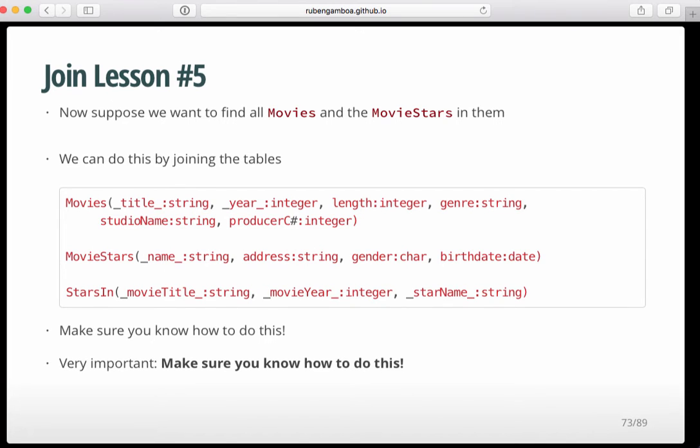Let's try something else. Let's try to find all the movies and the movie stars that are in them. It's actually relatively straightforward by now, I hope. We're going to take movies and movie stars, and we can't just join those together because they have nothing in common. But we have stars in, which does have something in common. Stars in, each row has a movie and a movie star. So if we join all those three tables, we will actually get the movies and the movie stars in them. You should be able to do that, okay?